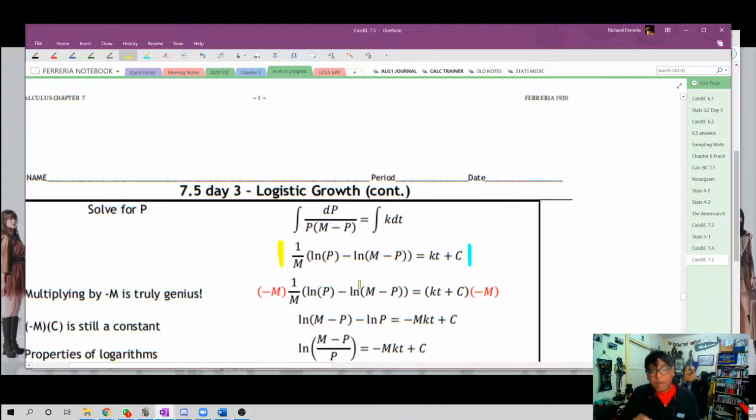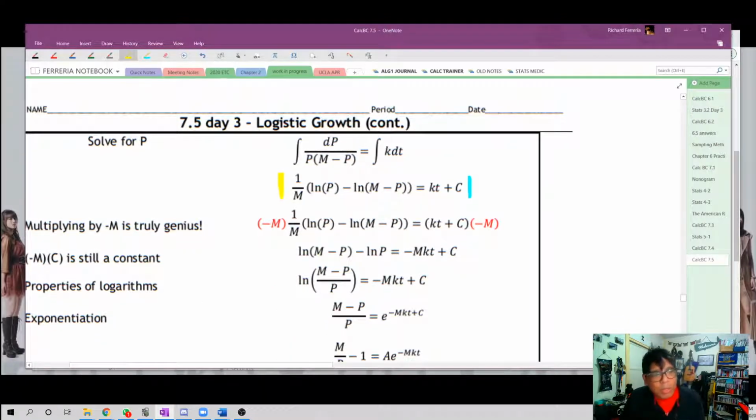Now the negative part is kind of the key to make this all actually bearable. So it is kind of a genius thing to do. When you multiply by negative m, the m's are going to cancel out. That's not a big deal. But this negative is going to distribute into the two terms of the left side of the equal sign. So we get positive natural log of m minus p and negative natural log of p, which is what you see here.